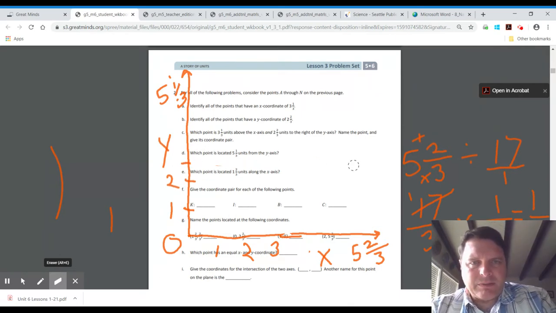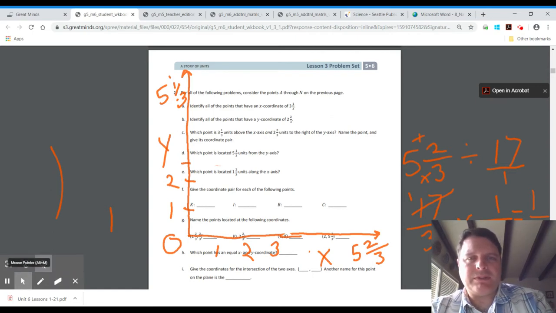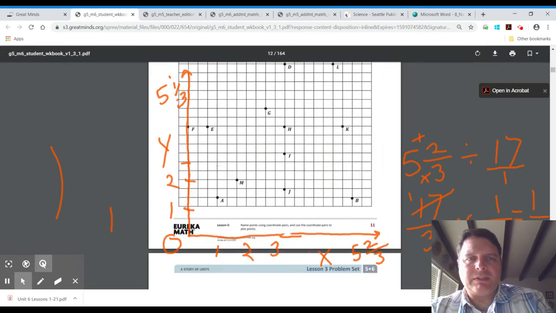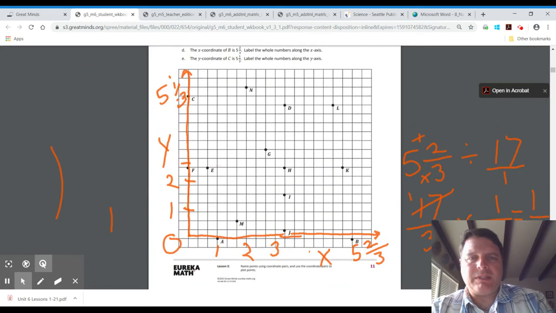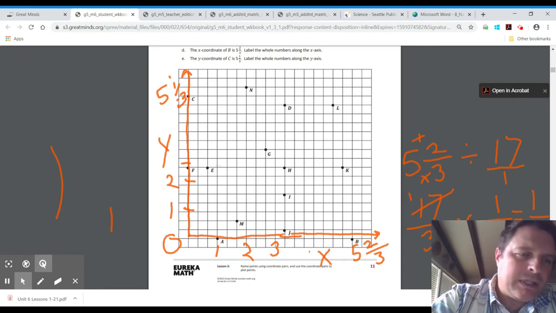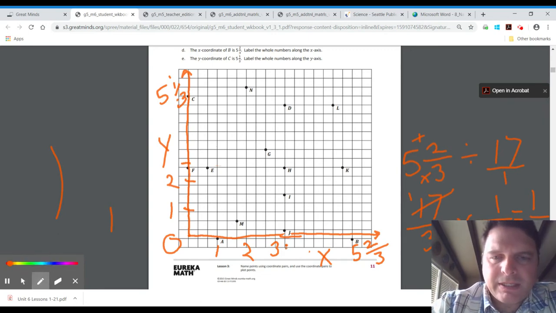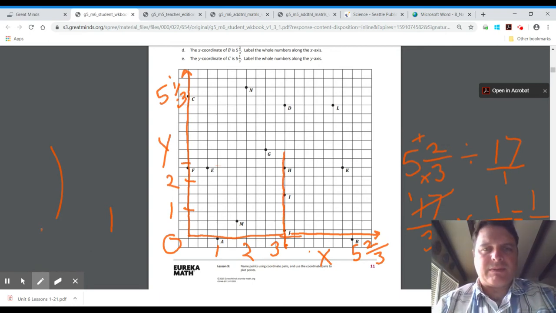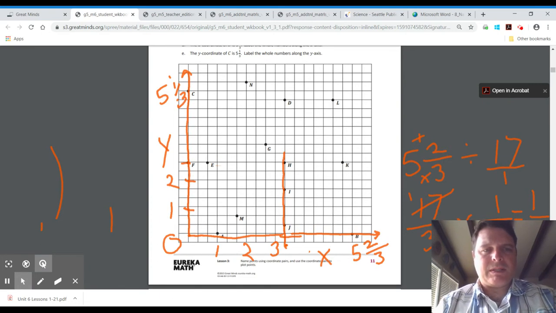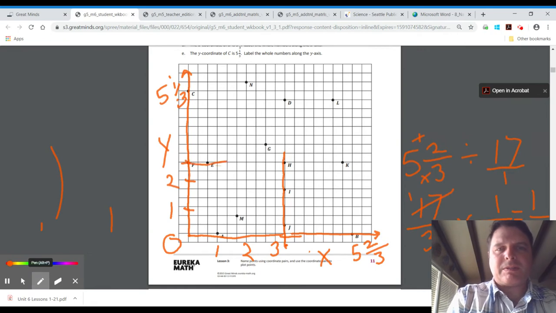The next question: which point is 3 1/3 units above the x-axis and 2 2/3 units to the right? Okay, that one should not be too hard. Let's go back to our grid. They're asking if we had a unit that goes straight up here, and that other unit would go straight across from the other side, and that's letter H.